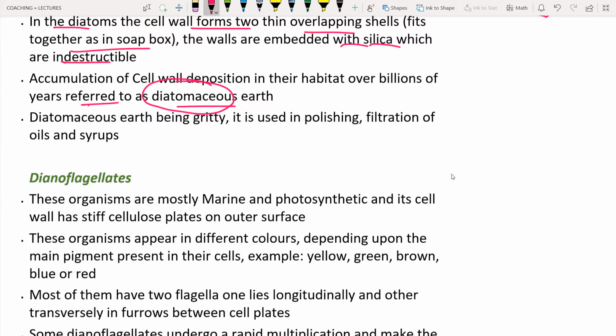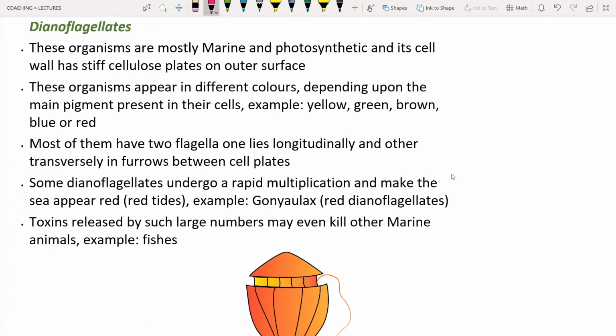That is, diatomaceous earth can be used in polishing, and it can be used in the filtration of oils and syrups. Okay, and the main usage for polishing is due to its gritty nature. This is the reason it can be used for polishing, and for the filtration of oils and syrups. Okay, and next the dinoflagellates.